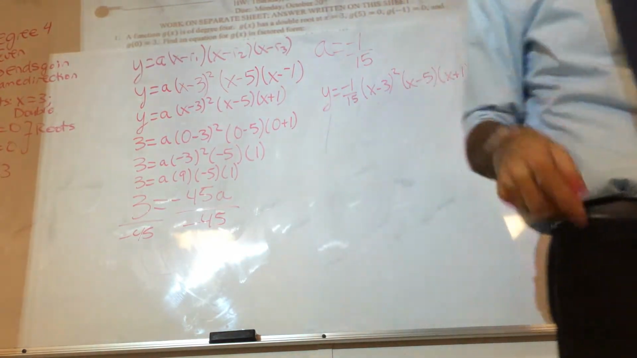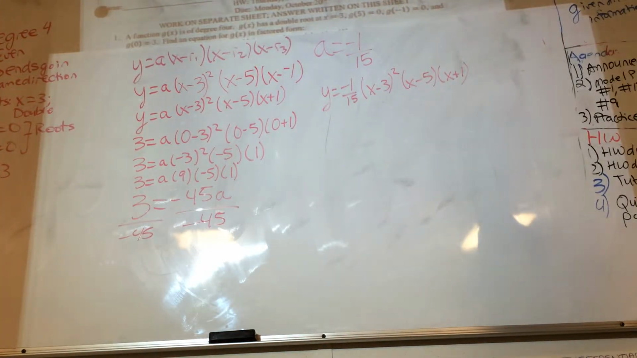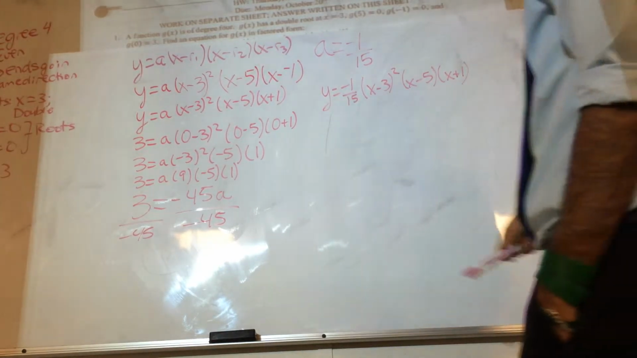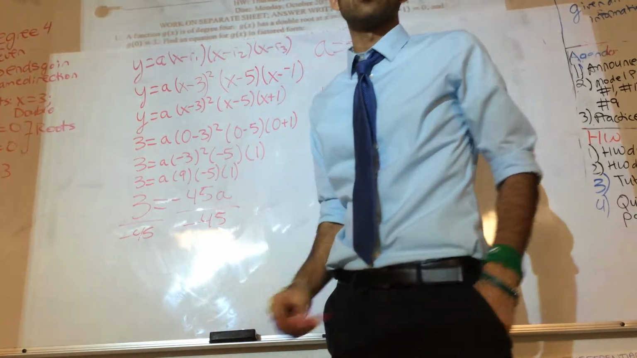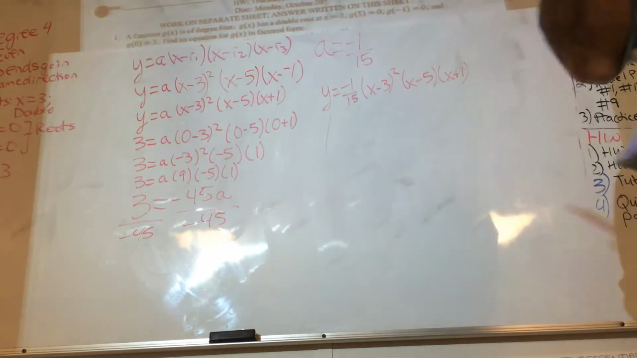Matthew? So one thing I was a little confused about was I thought you only plugged into roots. So why did you plug in g of 0 equals 3? Because I wanted to find a. Okay. You can plug any point on the graph to get a.